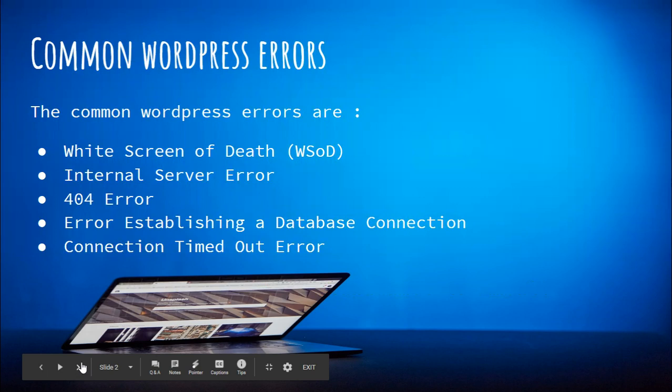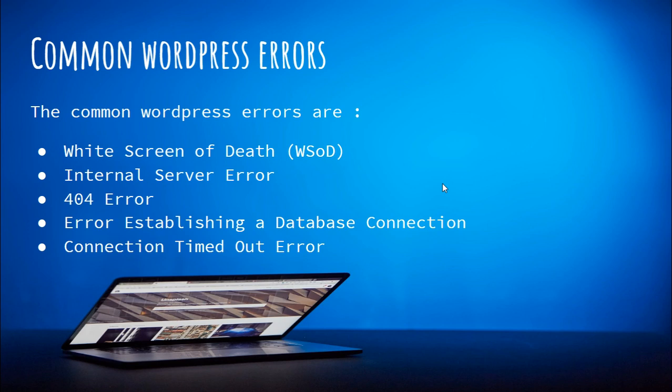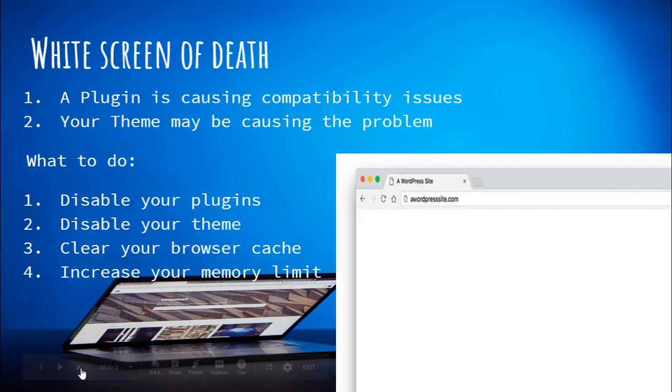So the most common errors in WordPress are the white screen of death. Don't worry, it's actually not as bad as the name. It's just you loading your website and getting a blank screen. And we also have internal server error, 404 error, error establishing a database connection, and timed out error. There are other errors, but these are the most common ones that we come across regularly. It's just for you to know the simple ways on how to go about them.